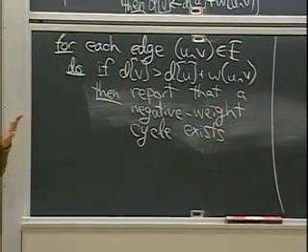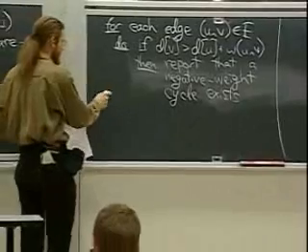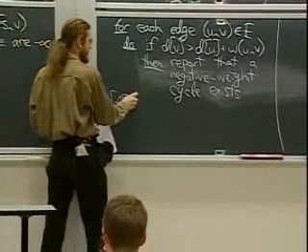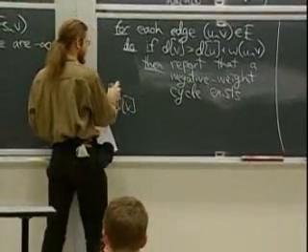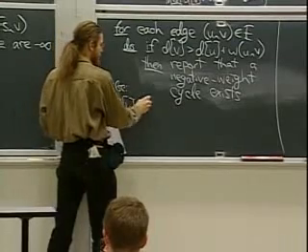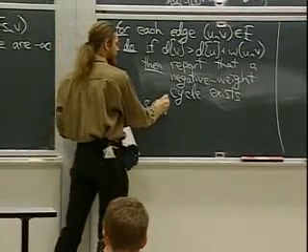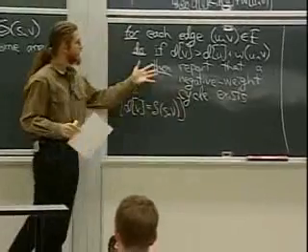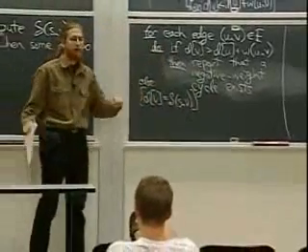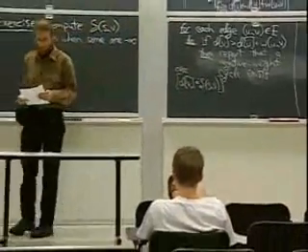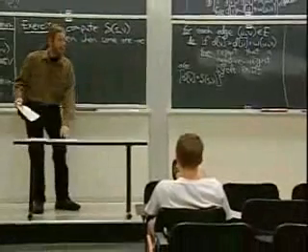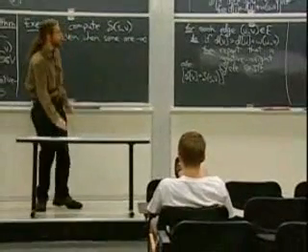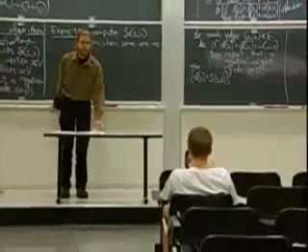Okay, and that's the algorithm. So the claim is that at the end, we should have d of v equals delta of s comma v for every vertex v. If we don't find a negative weight cycle according to this rule, then we should have all the shortest path weights. That's the claim. Now, the first question is, the running time is very easy to analyze, so let's start with the running time.